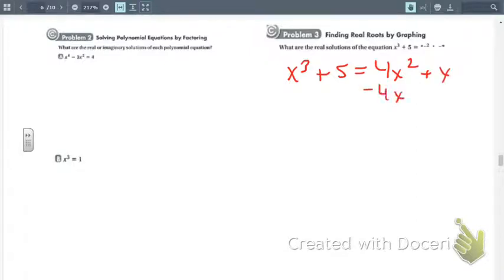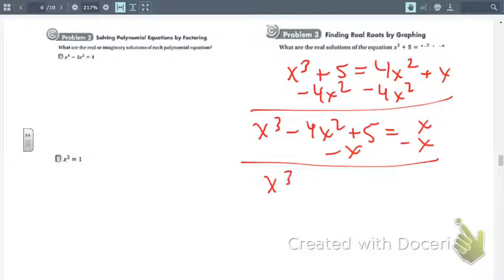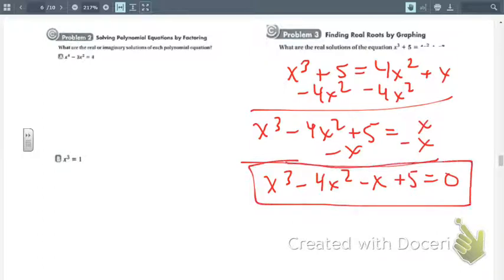So subtract 4x squared. So we have x cubed minus 4x squared plus 5 equals x. Let's get the x on the other side. So we have x cubed minus 4x squared minus x plus 5 equals 0. Okay, so we're going to solve this. We're going to find the roots by graphing. We're going to plug this into Desmos and find out where the graph crosses the x-axis.